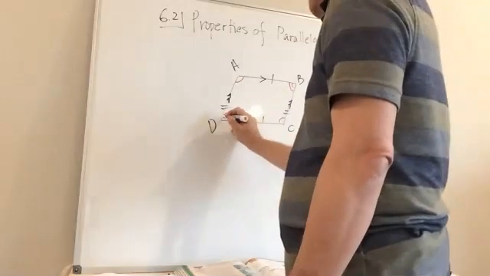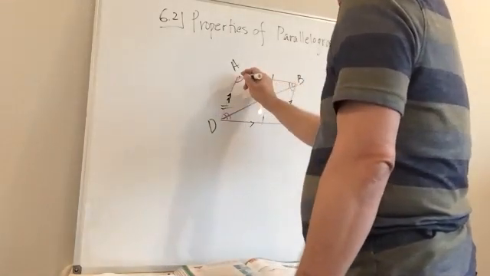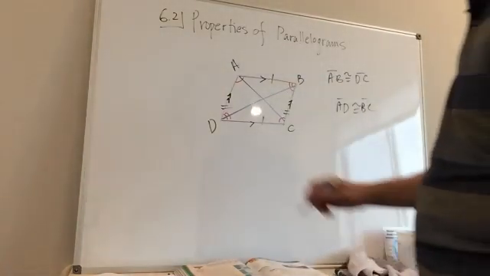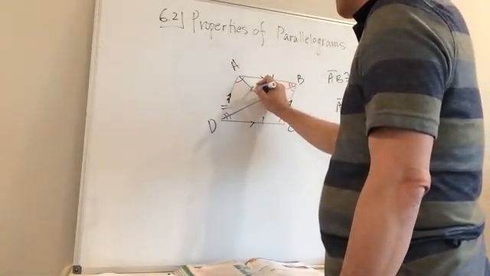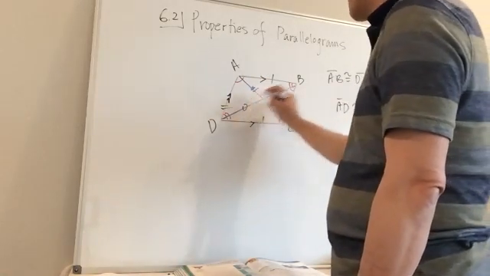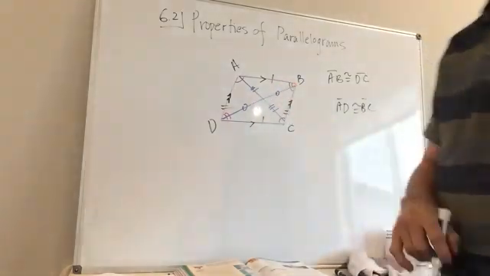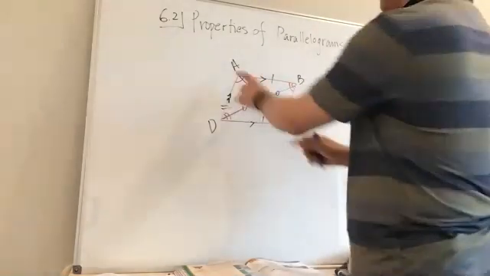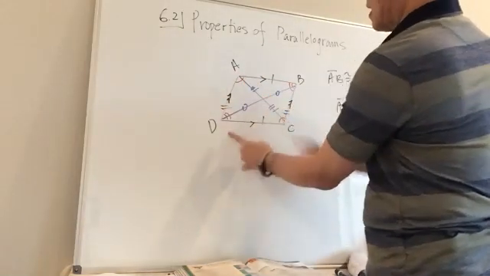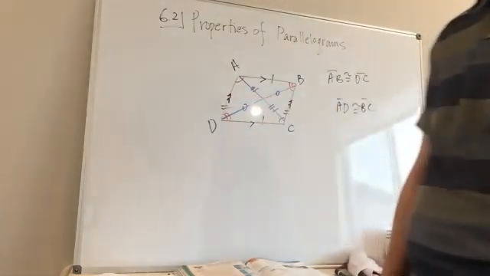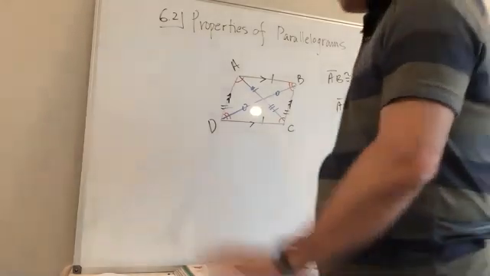Last but not least, the two diagonals bisect each other. In other words, this length and this length are the same, and this length and this length are the same, so they bisect each other. This length and this length are the same, and this length and this length are going to be the same. That in a nutshell is what we're going to learn today, okay?